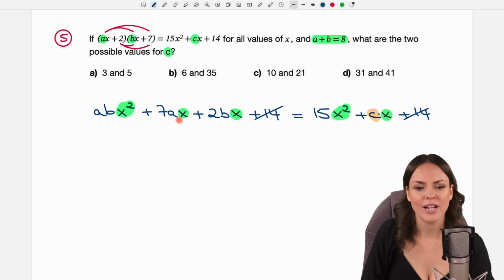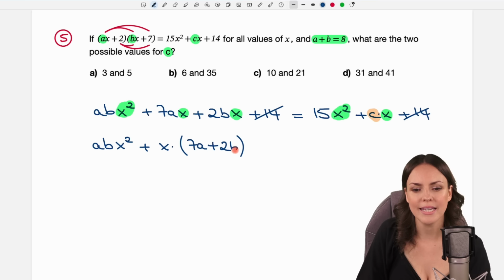And because right now on the left side we have x not in just one spot, but we have two parts with the x, we have to factor out the x here. So we have this x squared part, which is okay, and then we want to factor out the x here. So what is left in here? We have this plus here in between. And if we factor out this green x, only 7a is left. And if we factor out this green x here, only 2b is left.